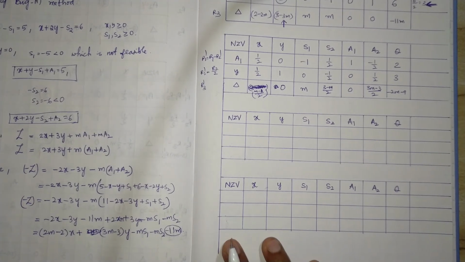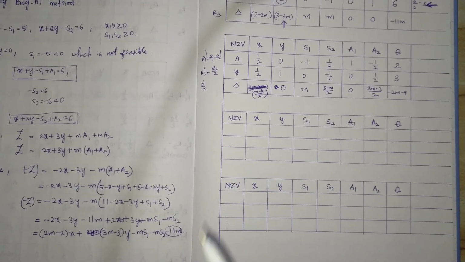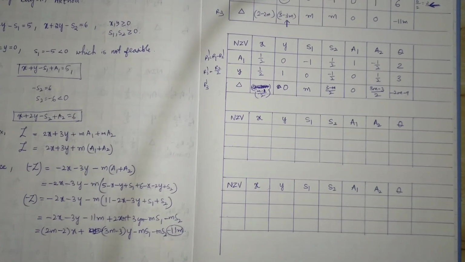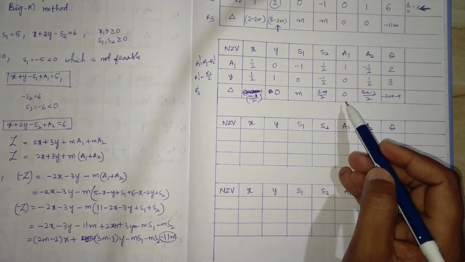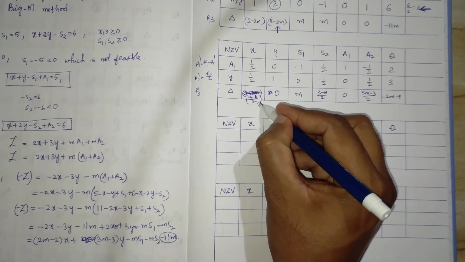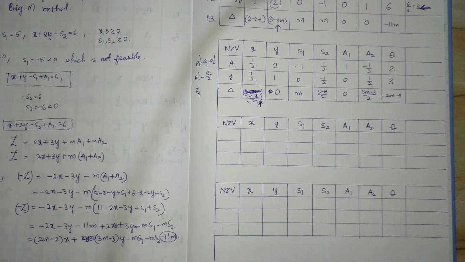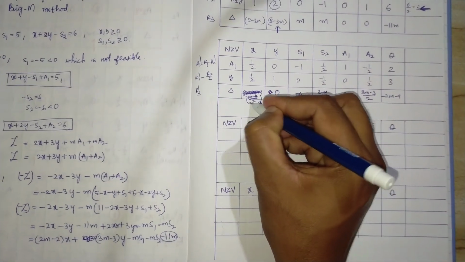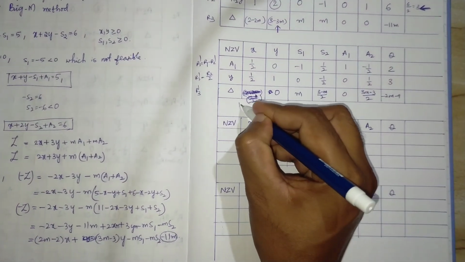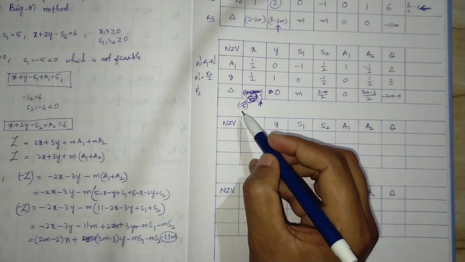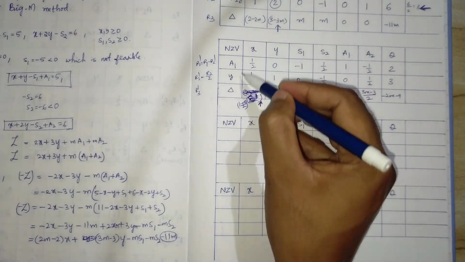So after that here we have to identify the pivotal element. Among this row, the smallest negative number is, sorry, it is 1 minus m by 2, right? So this is your smallest negative number, so this is your pivotal column.